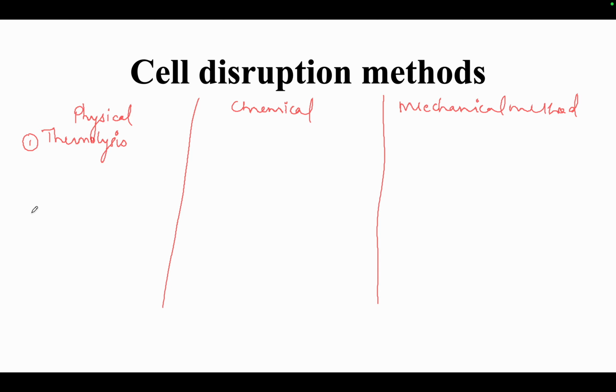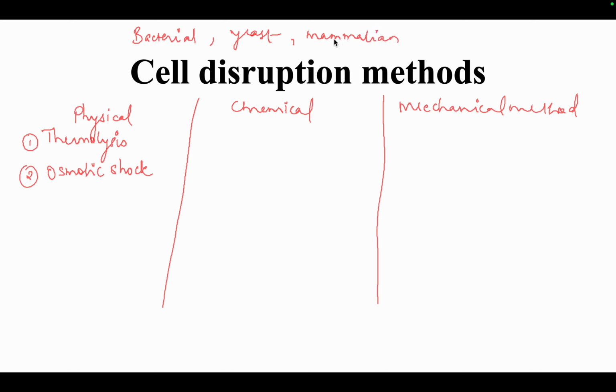The next method is by giving osmotic shock. So what is this osmotic shock? We have different cell disruption methods for different types of cells. We have bacterial cells, which are mostly prokaryotic. We have yeast cells, and we have mammalian cells.